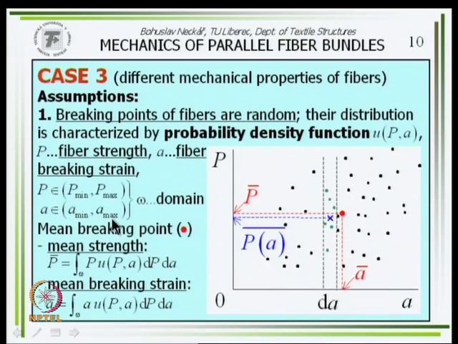so that P is from the interval P min to P max, as well as A is from some interval A min to A max. This domain we call omega. Evidently, the mean strand P bar is the integral over our domain of P times u(P,A) dP dA, as well as the mean breaking strain is given by this integral. It's a general definition of mean value.